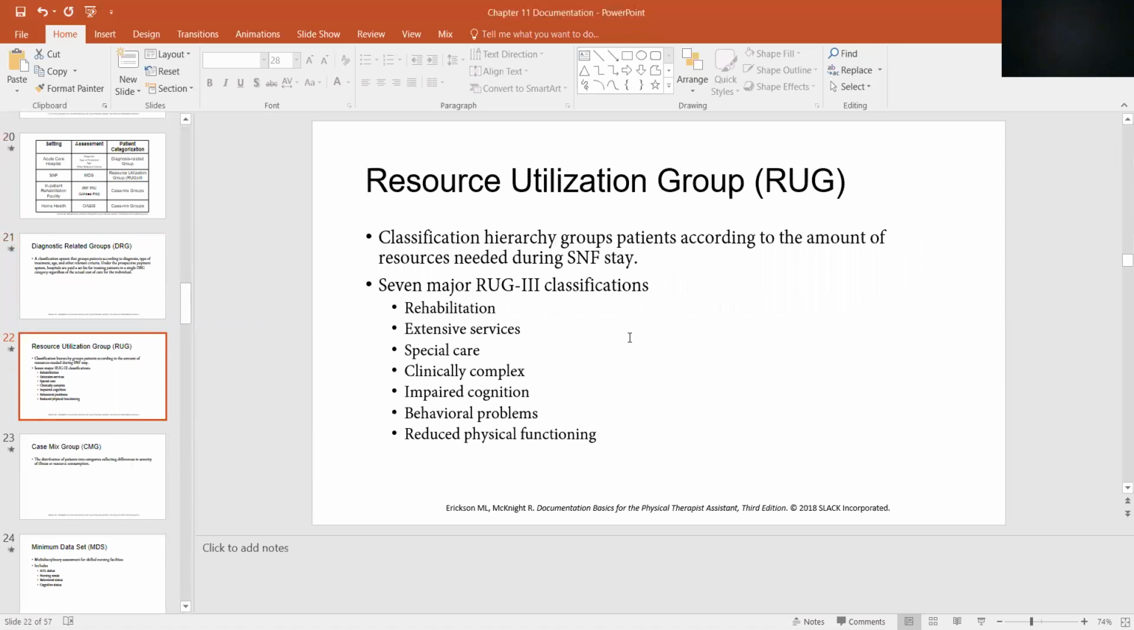So your RUGs, a classification hierarchy, groups patients according to the amount of resources needed during the SNF stay. So it can depend on rehab, their services, their special care, how clinically complex they are, if they have impaired cognition, behavioral problems, or reduced physical functioning. And I tell you what, maybe it was just because I was in therapy, but they really focused here on rehabilitation. And when you went up in their levels of minutes or the amount of rehab they get, you definitely get more money. So kind of an interesting thing, and it does lead to fraud and abuse, which is our second PowerPoint that we'll be going over this week.